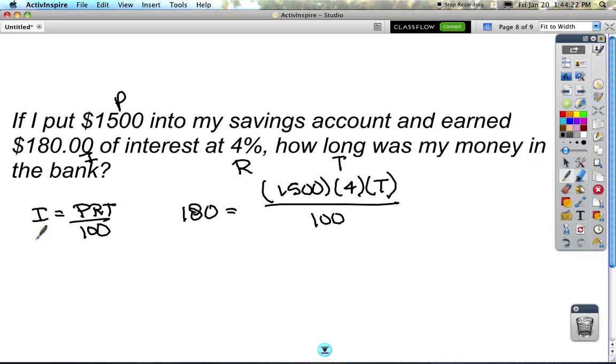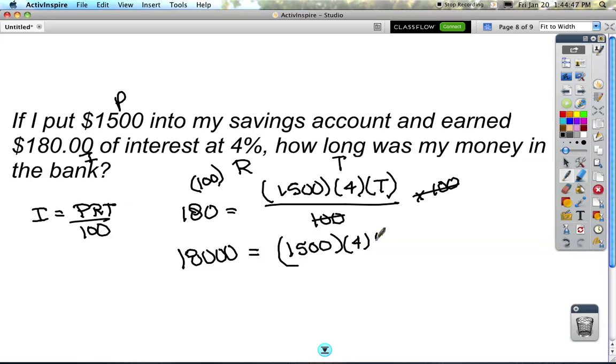Now, can anybody tell me what's the first step that I need to do here? You need to get rid of the 100. I need to move the 100. Right. And how do I move it? You multiply, because it's dividing. So, guys, anytime you're solving for the P, the R, the T, you're going to multiply by 100 to get rid of it. It's 18,000. Now work out the 1,500 times the 4 times the T. 6,000.